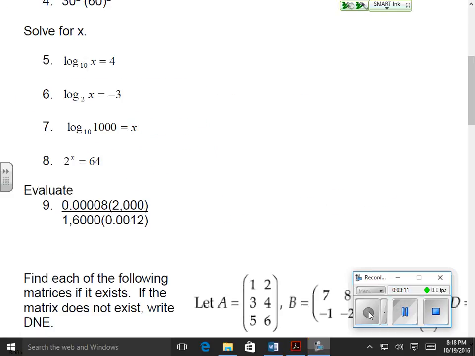For number 5, 6, 7, and 8, we need to remember that in logs, you have the base, and then the answer is equal to the exponent. So that means that 10 to the 4th power would equal x. 10 to the 4th power equals x. So 10 to the 4th power would be 4 zeros.